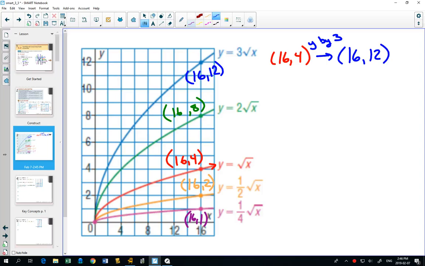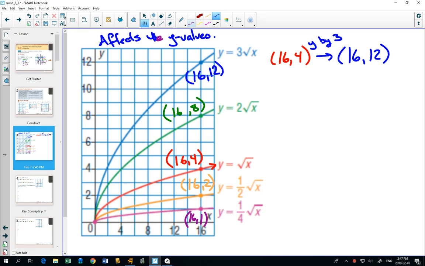And so when something is outside of the function, and that 3 is outside of the function, you can make a little bit of a note beside this graph that this affects the y values.